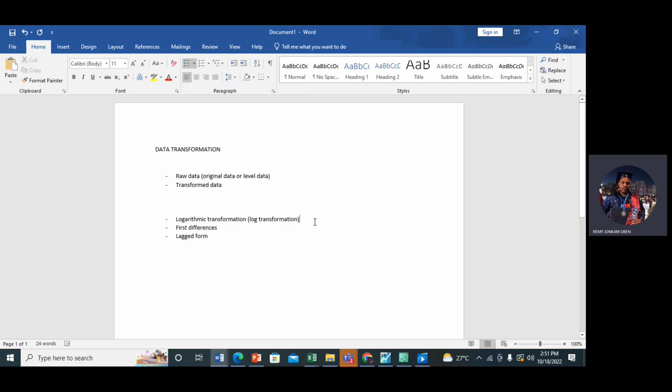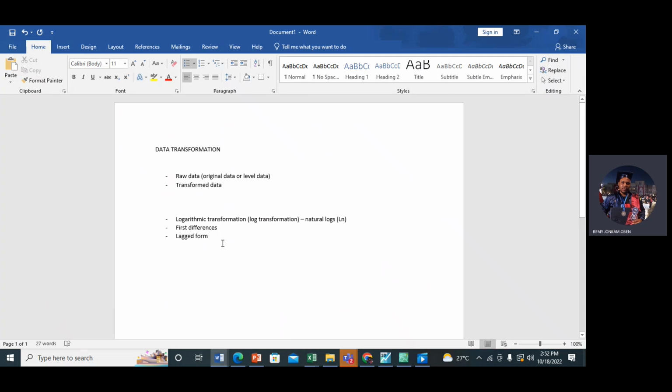So now, logarithmic transformation. Actually, we use natural logarithms here, natural logs. These natural logs, we call it ln. So with a log transformation, we mostly do natural logs. I'll show you how to do it on eViews. And there are many advantages of using log transformation. There are many reasons why we might want to use logs.